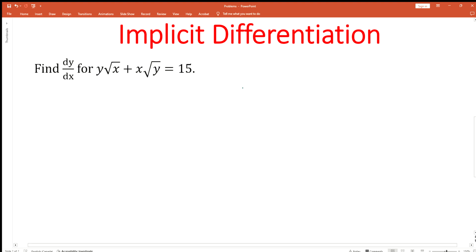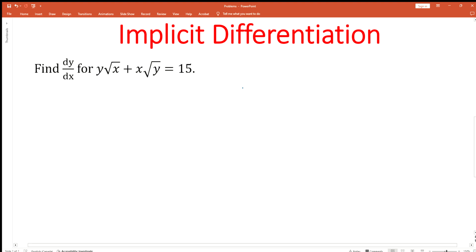In this video, we'll use implicit differentiation to find dy over dx for the given equation y times square root x plus x times square root y equals 15. We have to use implicit differentiation for this equation because we cannot isolate y in this equation. This is a very important concept we need to understand and memorize.